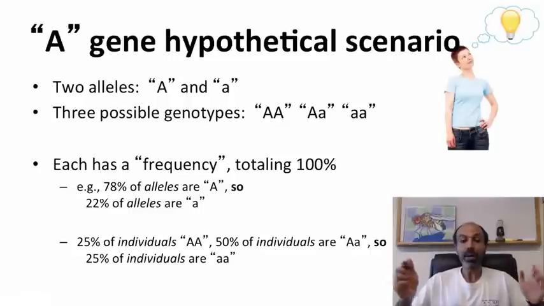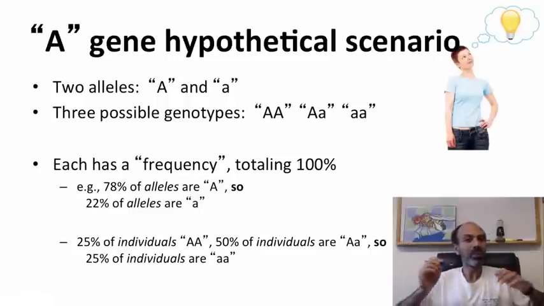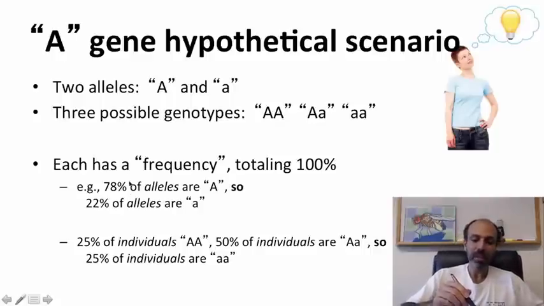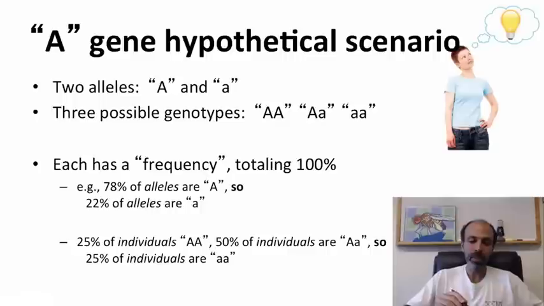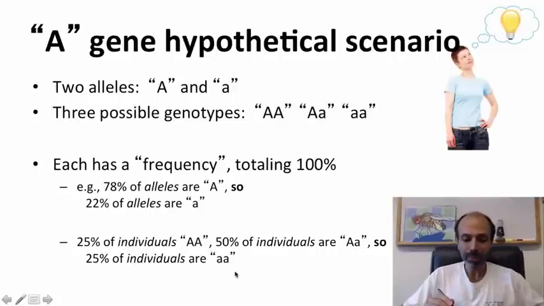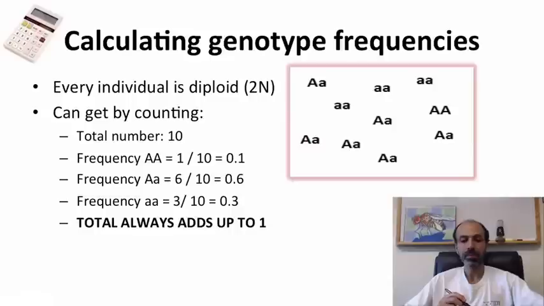Well, by definition, frequencies have to add up to 100%. If there are two possibilities, as with the alleles, big A and little a, the fraction of little a plus the fraction of big A must be 100%. So if we have 78% big A, then we necessarily must have 22% little a. The same thing happens with the genotypes: if 25% of individuals are big A, big A, and 50% are big A, little a, the only other possibility is little a, little a, and therefore that must also be 25%, making the total 100%.